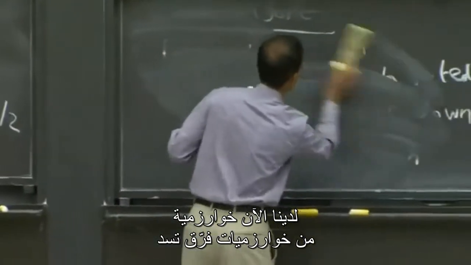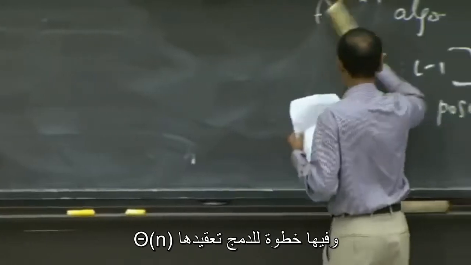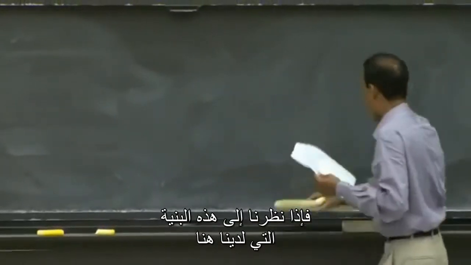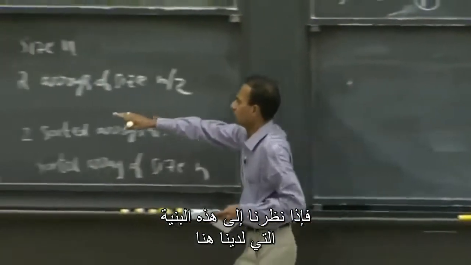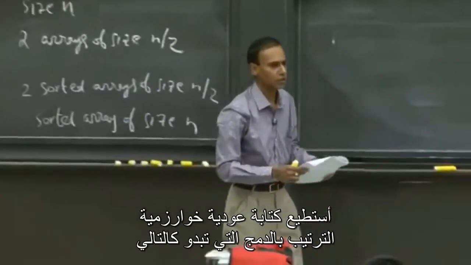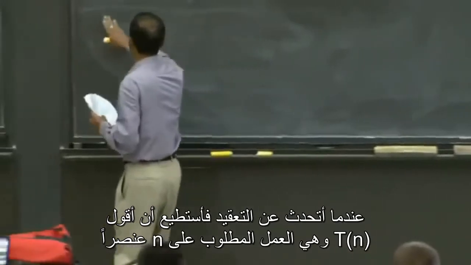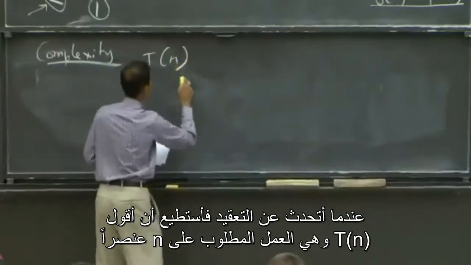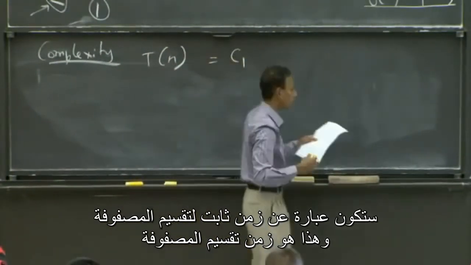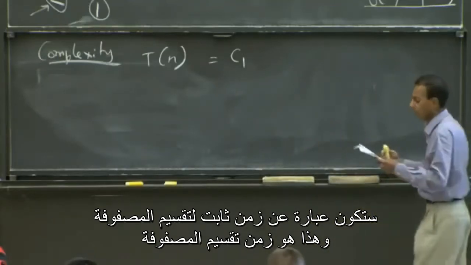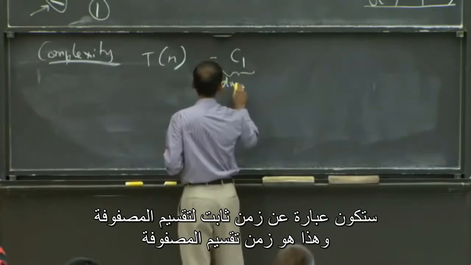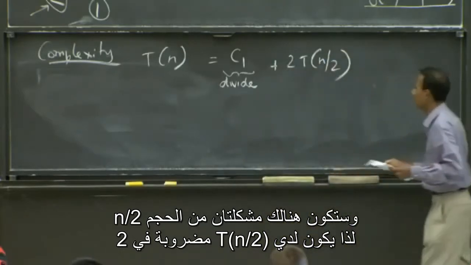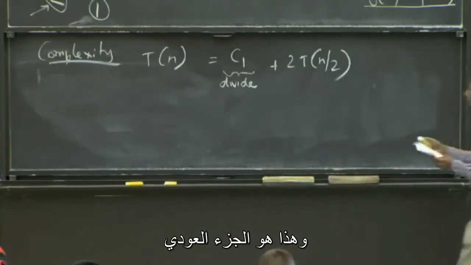So where we're at right now is that we have a divide and conquer algorithm that has a merge step that is theta n. And so if I just look at this structure that I have here, I can write a recurrence for merge sort that looks like this. So when I say complexity, I can say T of n, which is the work done for n items, is going to be some constant time in order to divide the array. So this could be the part corresponding to dividing the array. And there's going to be two problems of size n over 2. And so I have 2T of n over 2. And this is the recursive part.